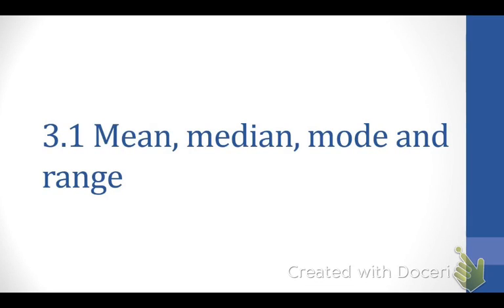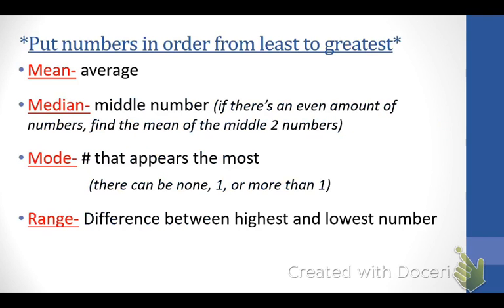We're going to talk about 3.1, mean, median, mode, and range. One thing that you have to do for every single data set is the first thing that I've written up here. What does that very first line say, guys? Put numbers in order from least to greatest. So no matter what, whenever you get a data set, the first thing you'll do every single time is put those numbers in order from least to greatest.